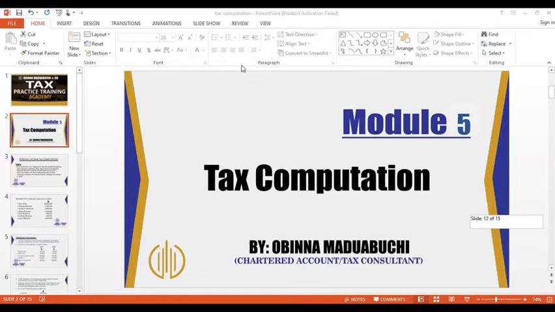But for PAYE, as I said, it is for those that are employed. So in that case, the basic salary, housing, transport, and all other allowances, you just enjoy what we call statutory deductions and some reliefs. And when you go through this calculation, you will see what I'm talking about.